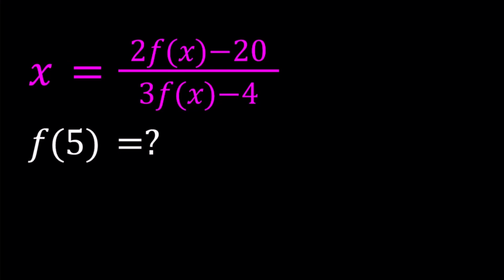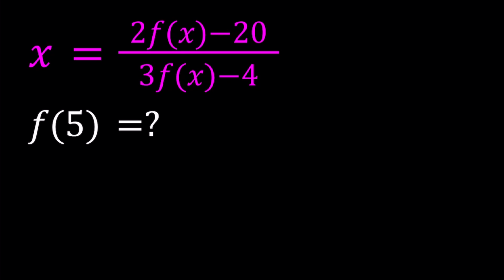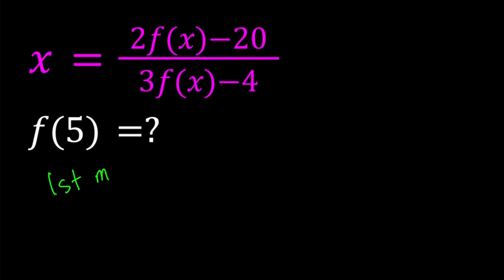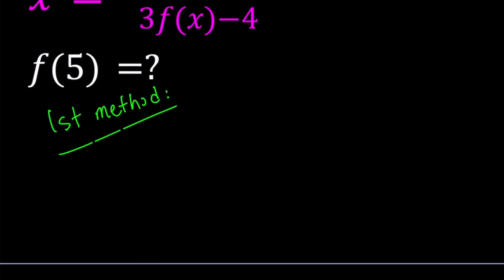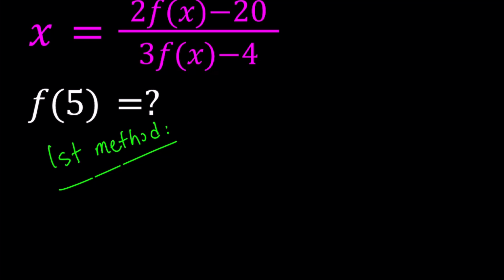Hello everyone. In this video we're going to be evaluating a function f at 5. I'll be presenting two methods, and let's start with the first one. For my first method, I'm going to go ahead and use cross multiplication. Let's go ahead and do that.